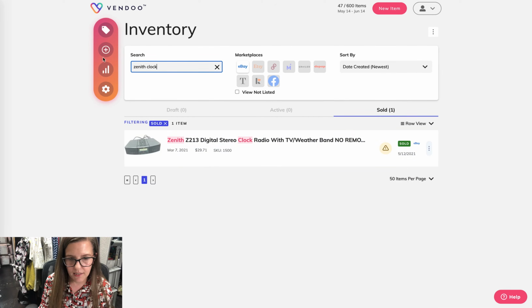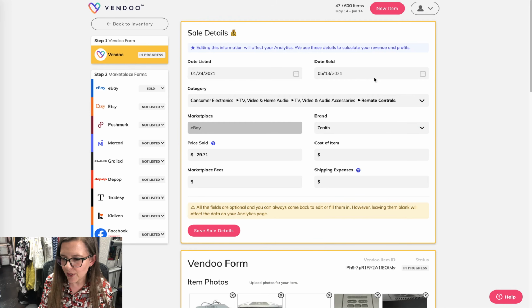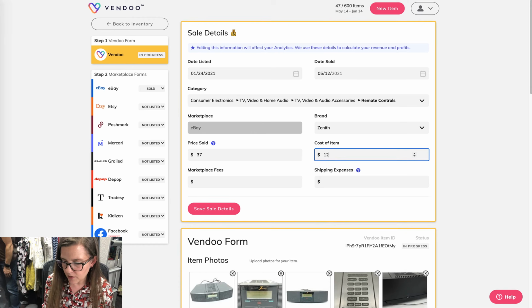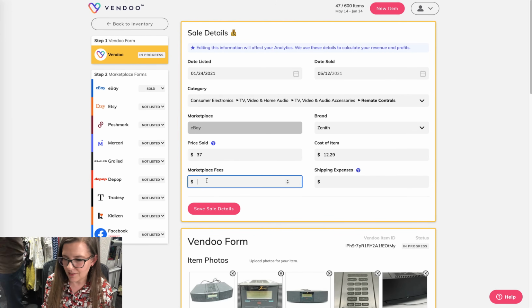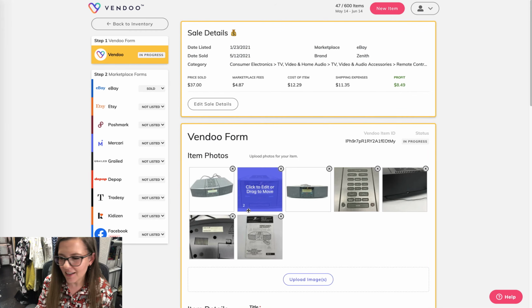Okay, the Zenith Clock Radio sold on the 12th, and it sold for $37. We paid $12.29 at an auction for this. That's really high for us. We thought it was a Bose, in the pictures. Not a Bose. $11.35 for shipping. Did we make any money? $8.49. All right, I'll take it.